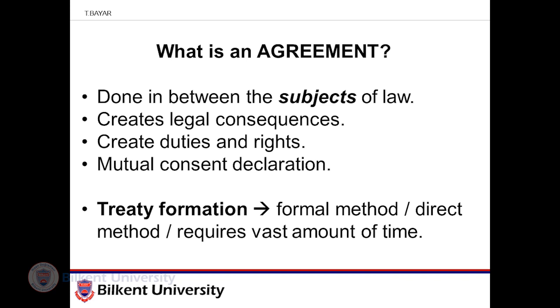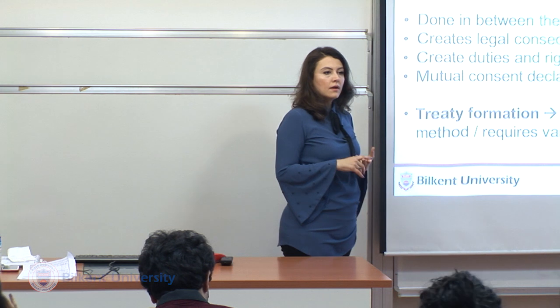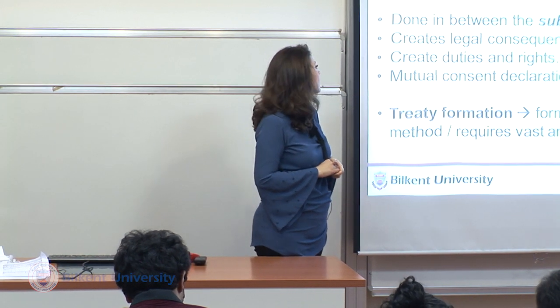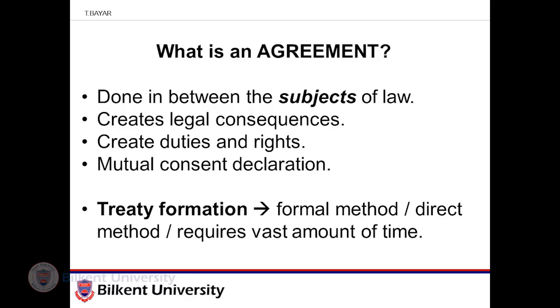So, first of all, agreement is done in between subjects of law. State and state, state and IO, IO and IO. An agreement creates legal consequences. That's why you should never sign a blank paper, you know? Then it can be filled and you have to follow whatever is written on that. You know that there will be legal consequences. It creates duties and rights on the parties. There are obligations, rules, and rights. And when the parties put their signature on an agreement, they declare their consent to adopt all those rules, obligations, and enforcement of that treaty, if included.